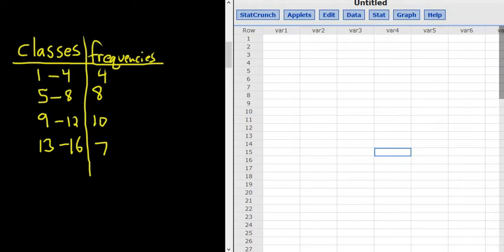Hi everyone, in this video we have a frequency table and we're going to compute the mean and standard deviation from the frequency table. So we have classes and we have frequencies. The first thing you have to do is compute the midpoints of each class.